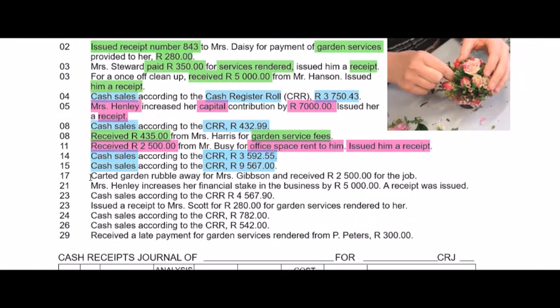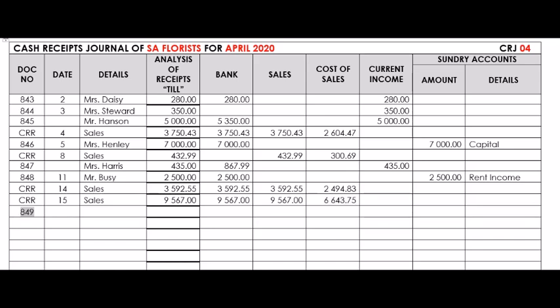Then on the 17th, we carted garden rubble away. In other words, we rendered a service for Mrs. Gibson and received 2,500 Rand for the job. They didn't say what the source document is, but in the beginning they said every time there's a service, we issue a receipt. So in the CRJ, it will be receipt number 849 because the previous receipt was 848.